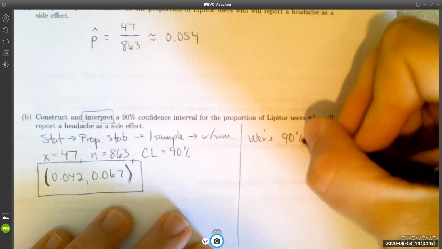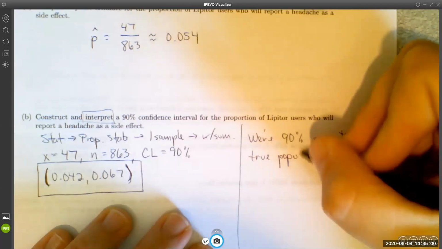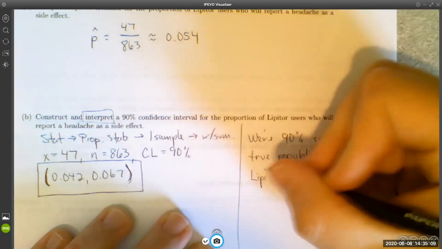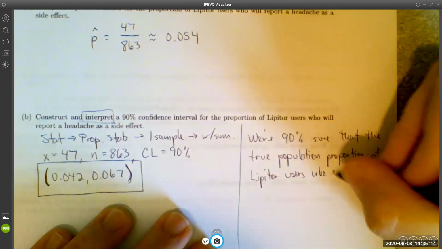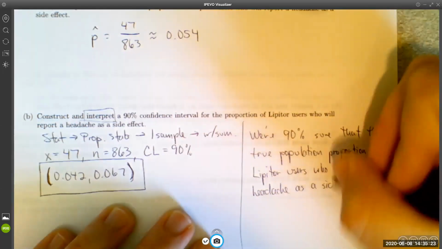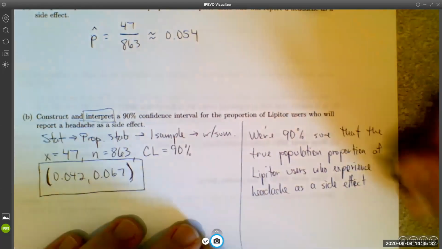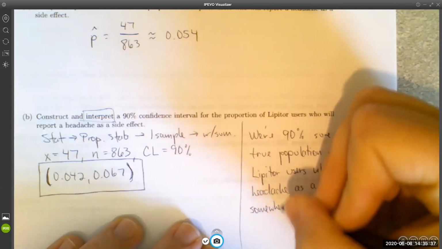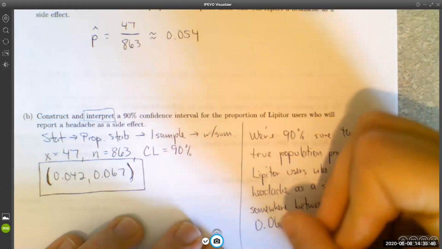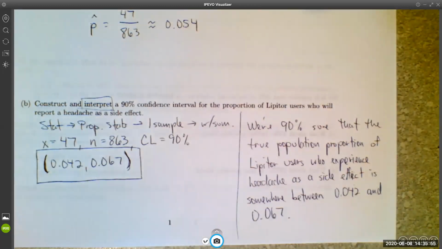We're 90% sure that the true population proportion of Lipitor users who experience headache as a side effect is somewhere between 0.042 and 0.067. Or if you like percentages, you could say that it's somewhere between 4.2% and 6.7%. Okay? So there's the interpretation.